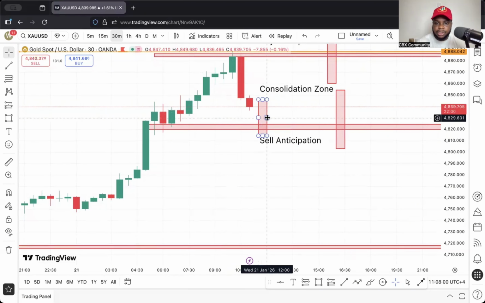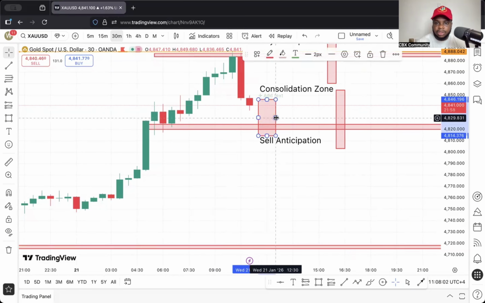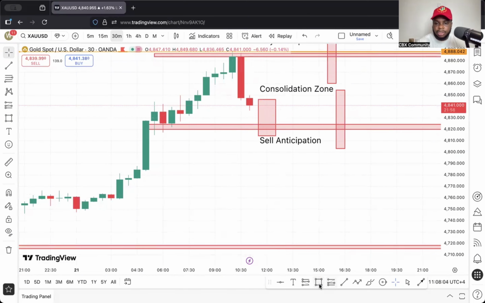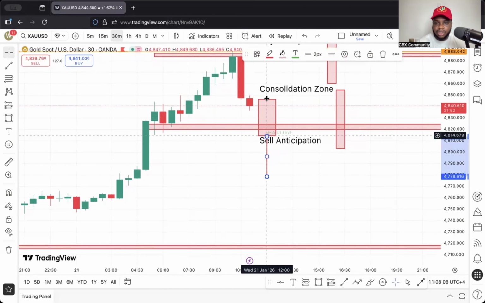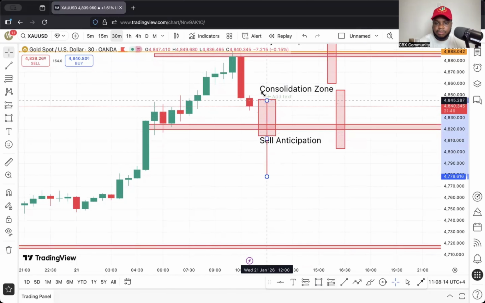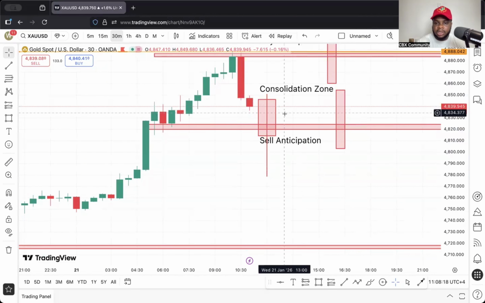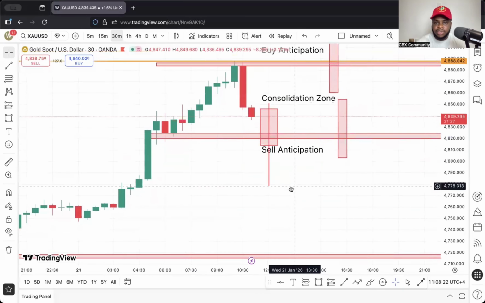Let me adjust this box. The body of the candle can choose to give you a rejection candle like this. Let me adjust this here. So the body of the candle can close like that. It will have a very long wick if there is a very strong volume in the market.